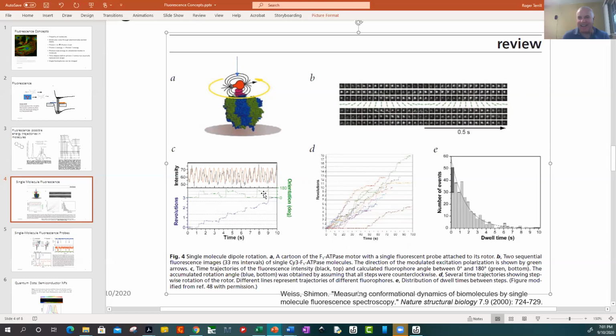Oh my God. An F1 ATPase motor. You're cheating.